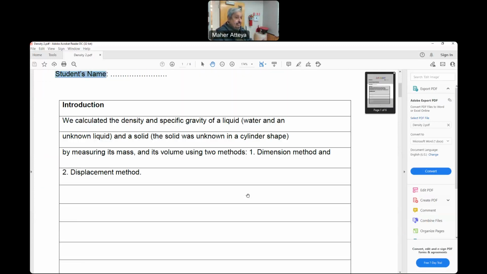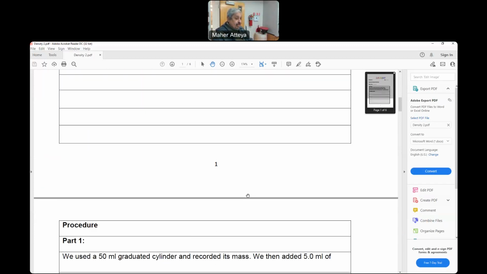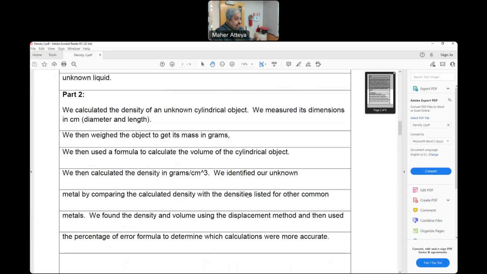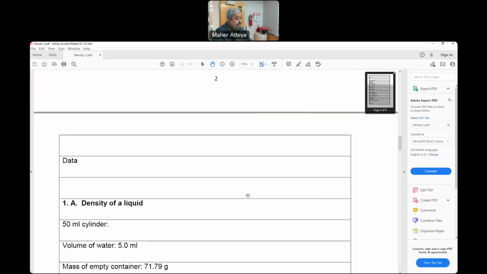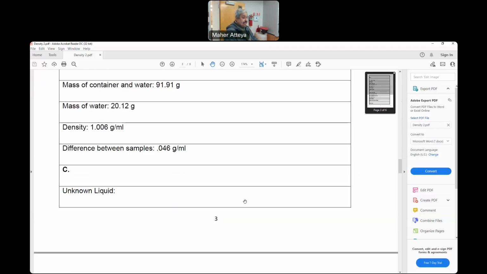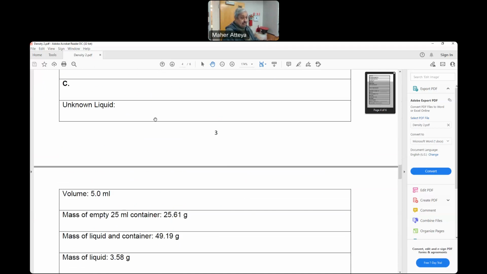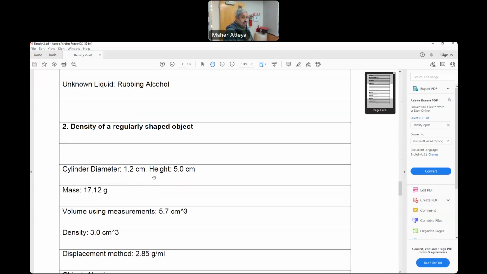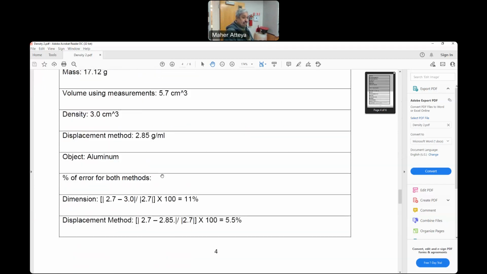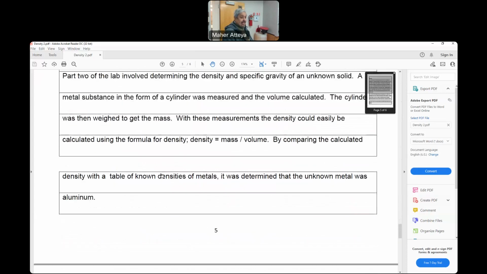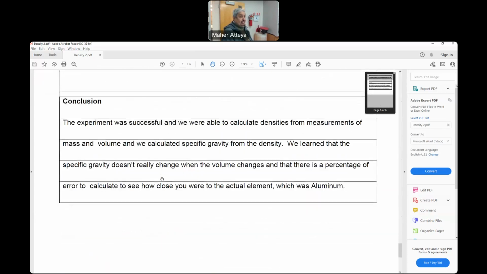This is the introduction. What's the procedure we are doing? We'll do part 1 and part 2 in the procedure. State this one here in your own words. This is the collected data you collect, correct? And what the unknown liquid is? That's the unknown liquid data. And then you do whatever dimension method, whatever all your calculations. That's your discussion. And that is your conclusion.